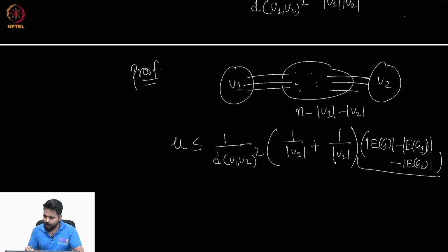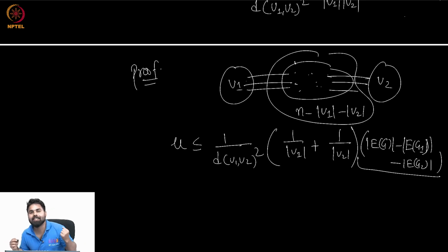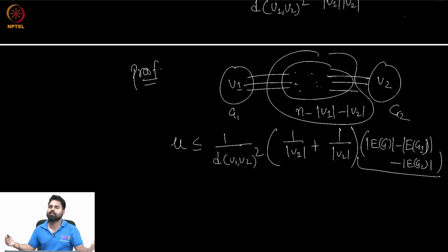What about this number? How many edges will there be other than the edges in G1 or G2? Remember, the number of vertices here is n minus |V1| minus |V2|, right? And the maximum degree of any vertex is delta, right? So the maximum possible number of edges that can be here is delta times this number.